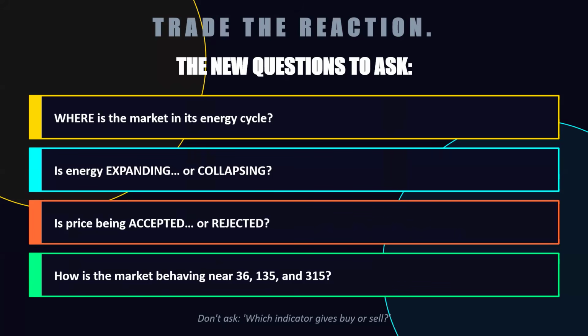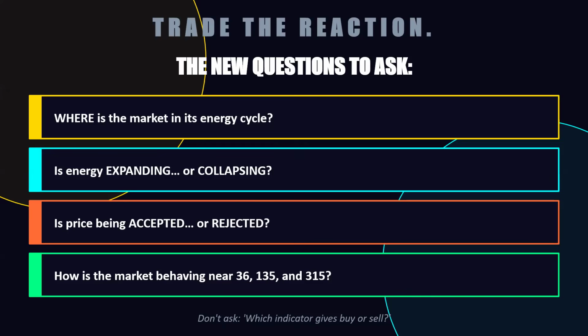Suppose it is at the 9th cycle, that is exhaustion. In exhaustion, the 3 energy is already released, right? When energy is released, why would you want to be in that state? So you can get to know where the market is in its energy cycle. Is the energy expanding or collapsing? With this 369 flow and time cycle, you get to know everything. Is price being accepted or rejected?